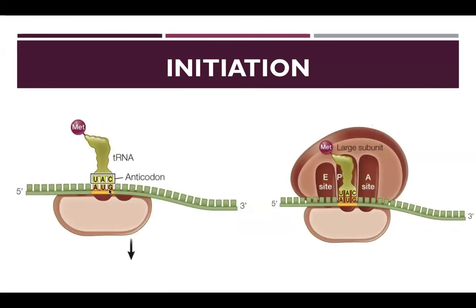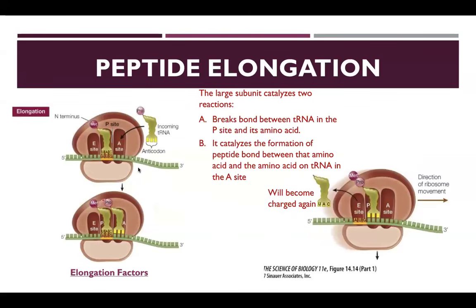So the start codon is found, AUG. tRNA brings in the anticodon. The anticodon is the opposite of what's in the mRNA, so it's UAC. And tRNA brings the associated amino acid with the anticodon. In this case, it's methionine. After it brings that associated amino acid, then the large ribosomal subunit comes in. Now peptide elongation occurs. So the large subunit helps catalyze two main reactions.